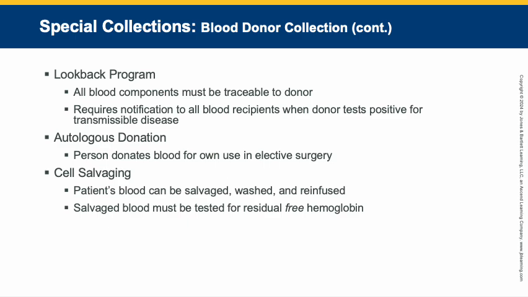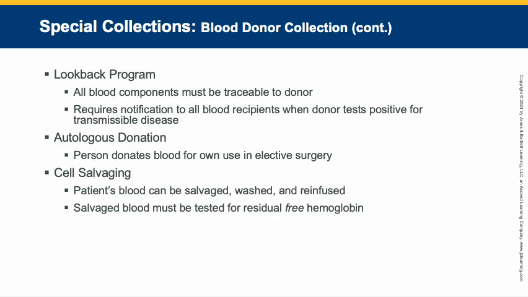Okay, there is a process called the look back program. This is where a unit of blood can be separated into the different components. You can separate that full unit of blood into the different components of the blood, such as RBCs only. You can separate out plasma. You can even separate it out into granulocytes, platelets, and coagulation factors. No matter how many components you separate this out into, each of these components has to be traceable to the donor. So this is what is called look back.